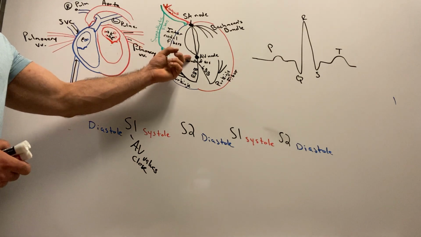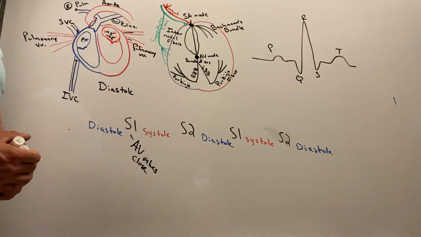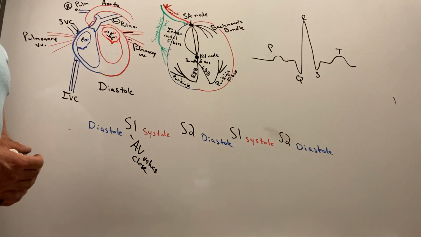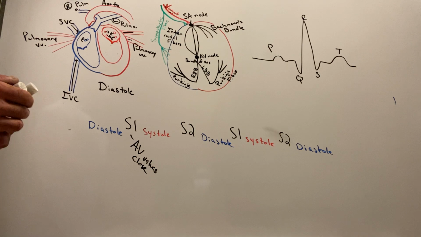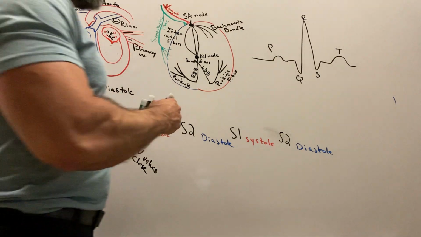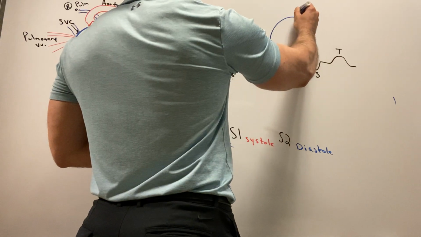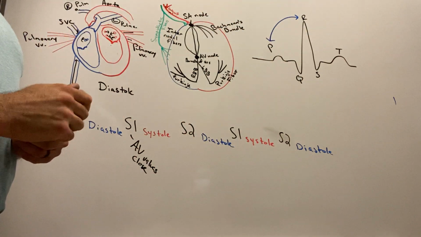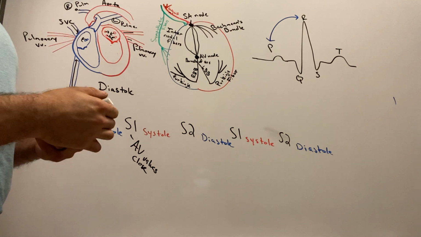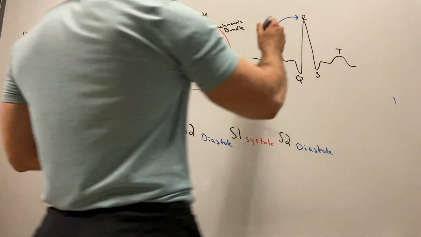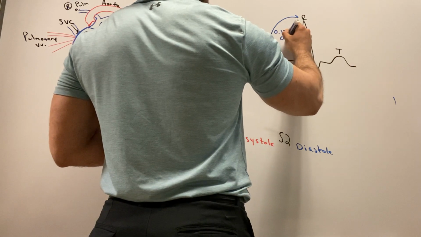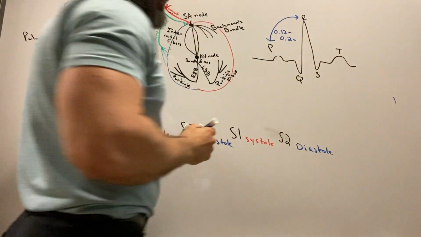Because of the AV node. So we know there's a delay at the AV node of 1/10 of a second, but really it's 0.12 to 0.2 seconds, okay? And that's what's depicted by our PR interval, right? That's why we have a PR interval. That's because the AV node has a delay. So this should be between 0.12 to 0.2 seconds, okay?